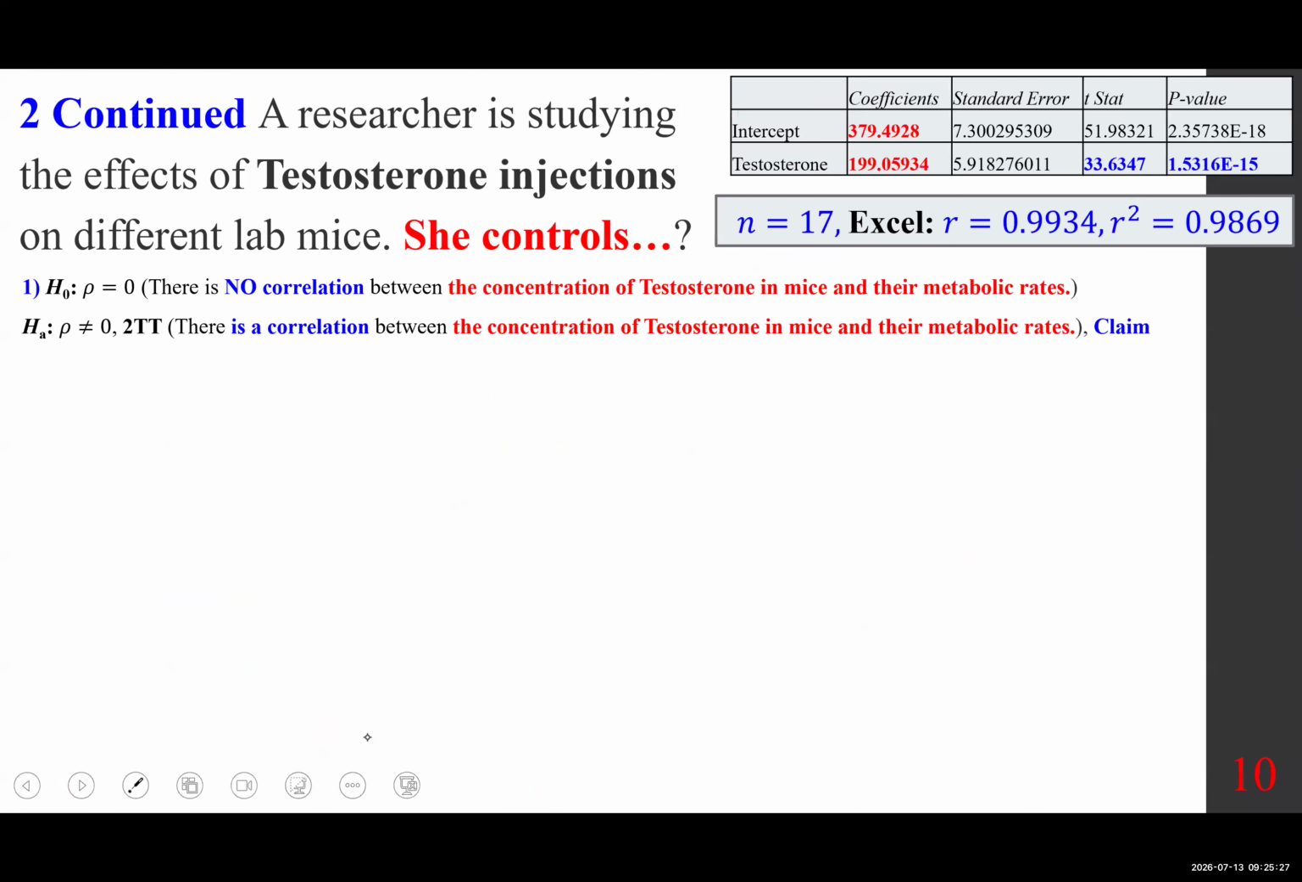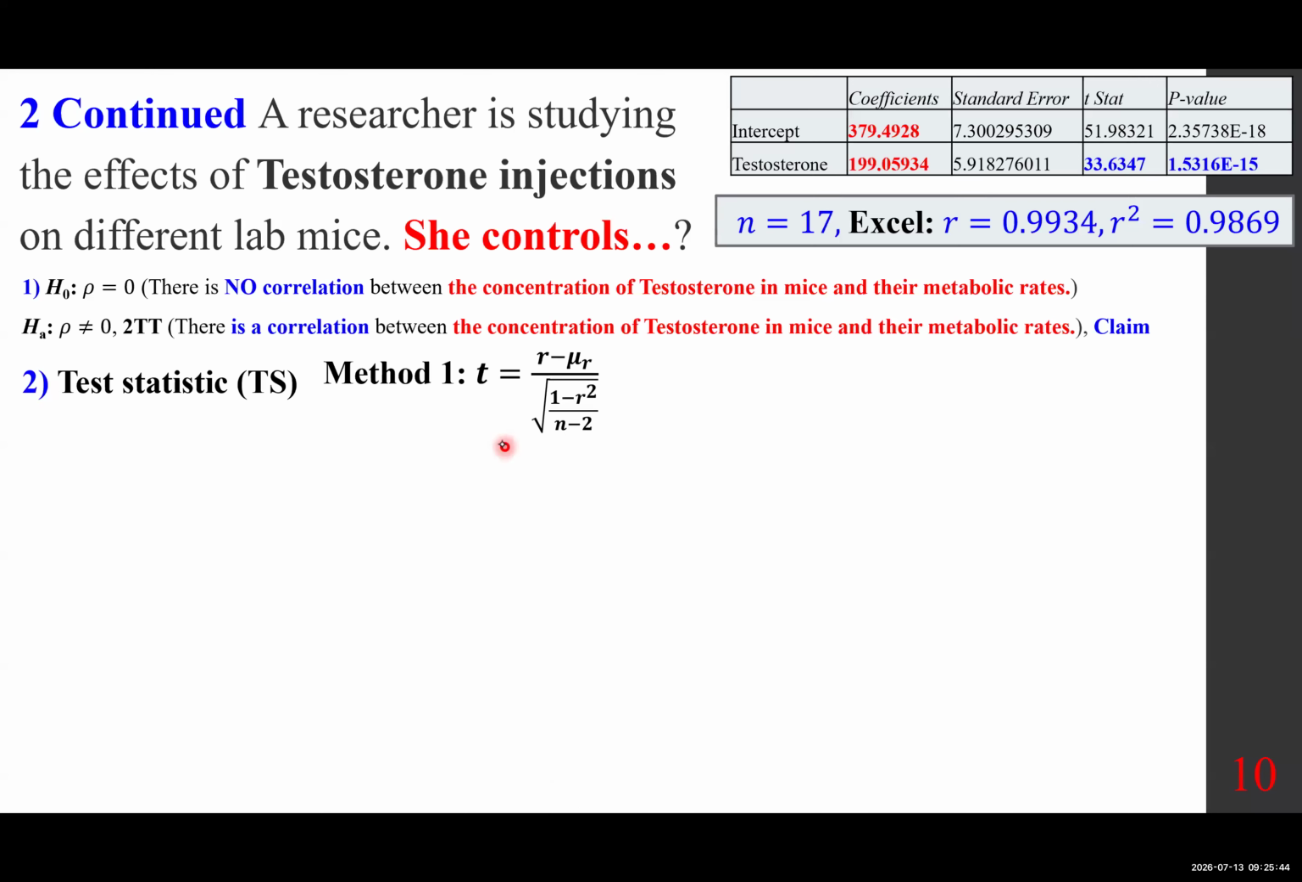So I'm going to put the table here. N is 17, okay? Excel says R is this, R squared is this, and we wrote H0 and HA or H1. So we're going to start with test statistic. As you recall, this is from the formula sheet. You don't have to do much because this is given. So we're going to write from the technology 33.635.